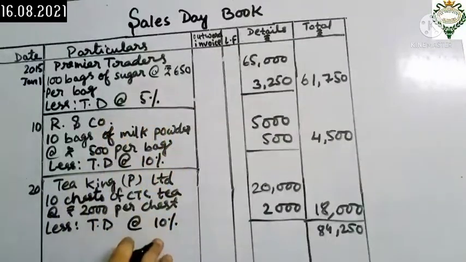That's all for today's class. I have given you related sums of the purchases day book and sales day book. Just do them correctly and submit them at the given mail ID.